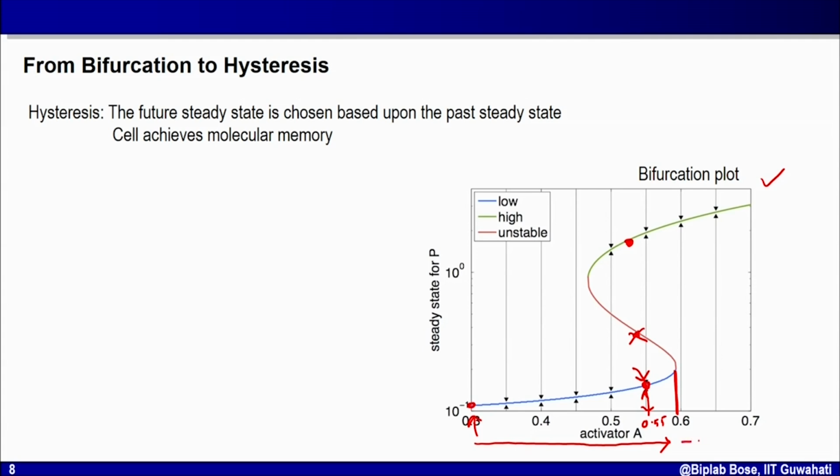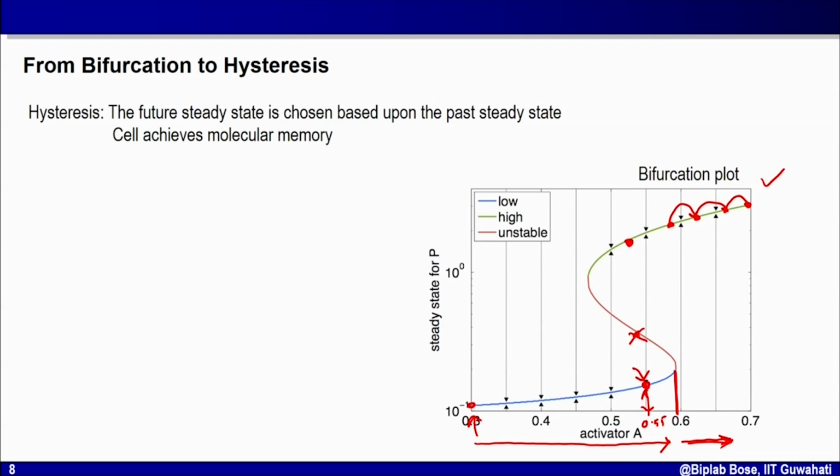If I increase the value of A further, there is no other option, and the system will jump to the upper steady state on the green line. So if I keep on increasing the value of A towards 0.7, the system will jump along this green line and may reach this highest value.